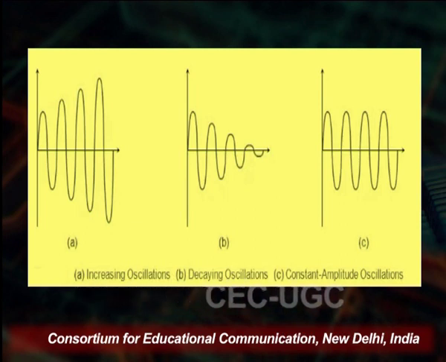So these are the 3 cases we can get. When the energy supply is more than the energy loss, the amplitude of oscillation increases. In the first case energy supply is more, and in the second case energy supply is less. Practically, the oscillations in an amplifier circuit are because of the positive or regenerative feedback.